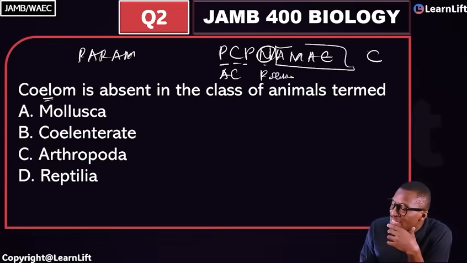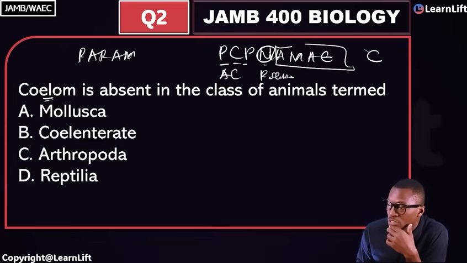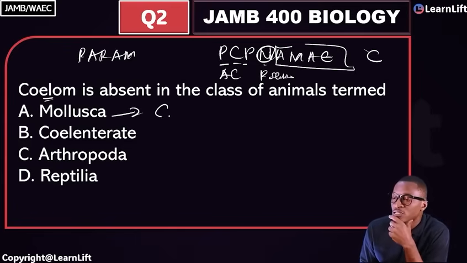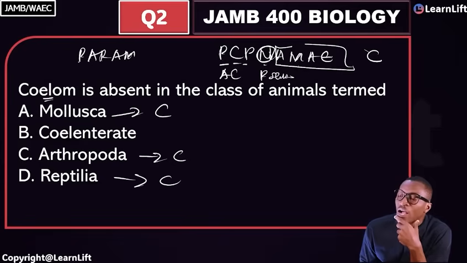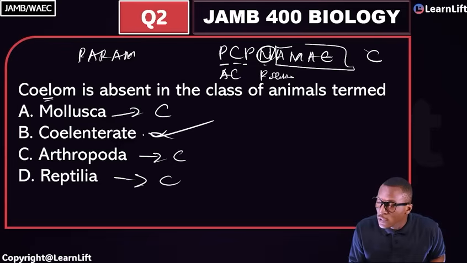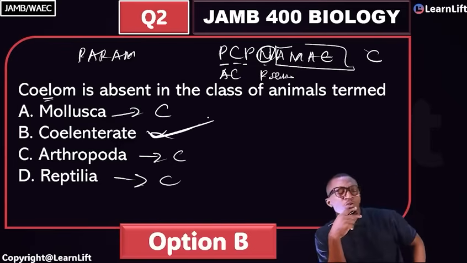While from your annelid, mollusca, arthropods, and echinodermata, they have coelom. So the question is, coelom is absent in what class? Of course, mollusca, these ones they have coelom. Arthropods, they have coelom. Reptiles, they have coelom. Coelenterata, look at it. We say your protozoa, your coelenterata, they are acoelomate, they do not have coelom, making option B the answer. Of course, option B is the answer.